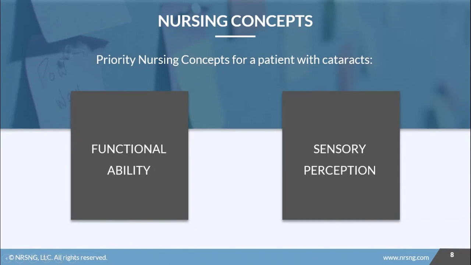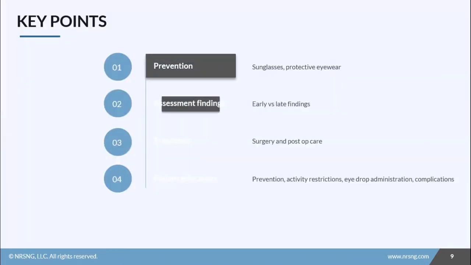Okay, so the priority nursing concepts with a patient with cataracts include changes in functional ability and sensory perception because the patient has alterations in vision. This directly affects activities of daily living and their ability to see. And it impacts their sensory perception because they can't see well, so their senses are going to be off.